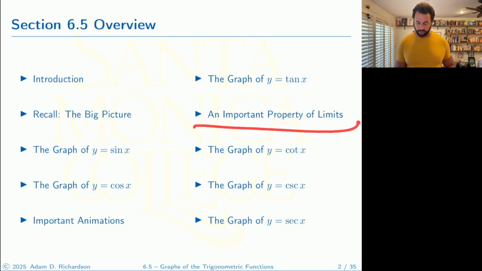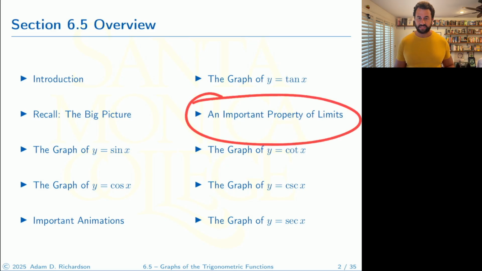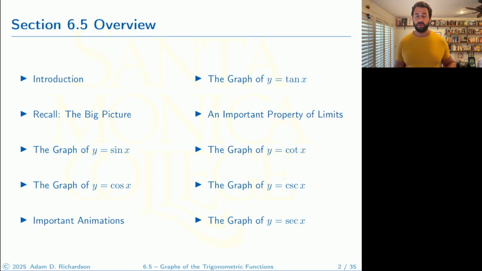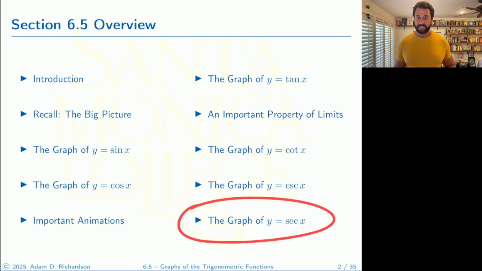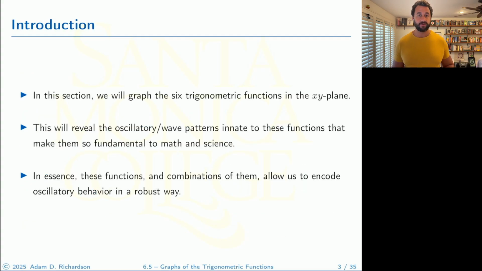Then we're going to talk about an important property of limits. This property is actually really helpful, and you'll see it again in Calc 1, Calc 2, Calc 3 just forever. But this important property of limits is going to make graphing the reciprocal functions really straightforward. And that's why I like to not only talk about this property of limits, but to give you some exposure to limits earlier on in the course, so that when you get to this, you're like, oh yeah, that makes sense. Okay. Then we're going to talk about the reciprocal graphs, cotangent, cosecant, and secant. All right.